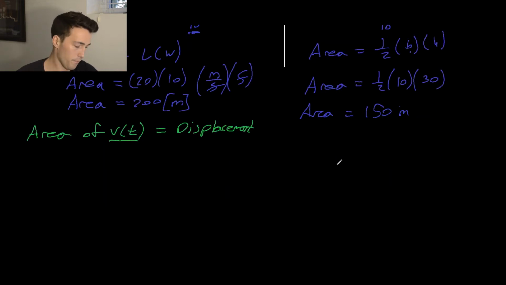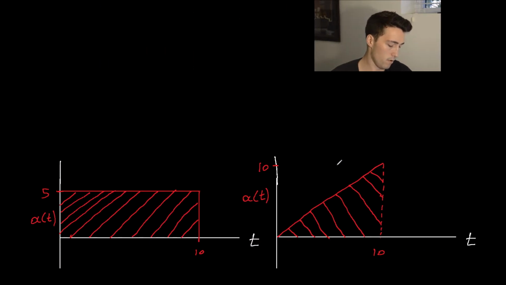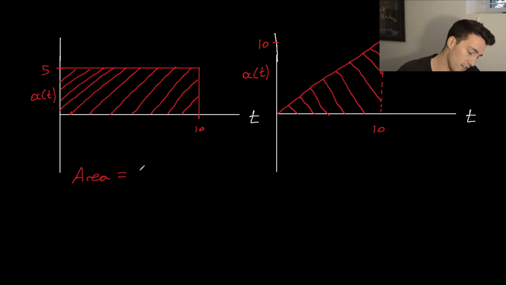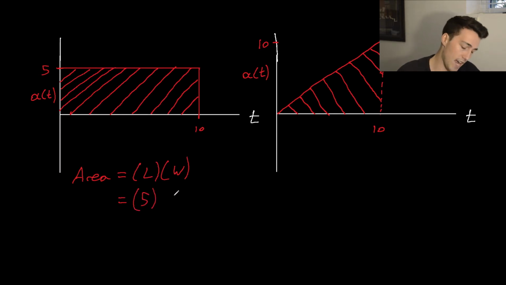So now we're going to go over the area under an acceleration curve. Similar examples and similar shapes, but now the area under this acceleration curve is still going to be the area of a rectangle. So we're going to say the area is length times width. And in this case, it's going to be 5, I guess the 5 is the height or the length, times 10. So our area is going to be 50.